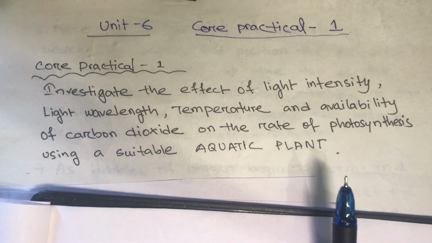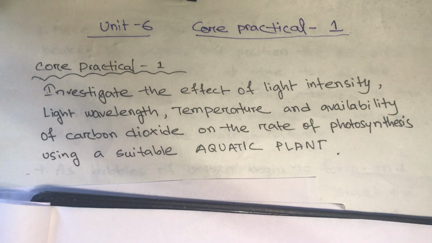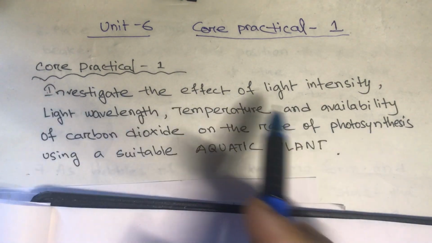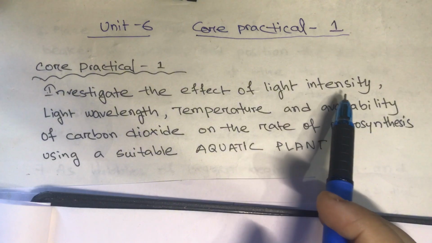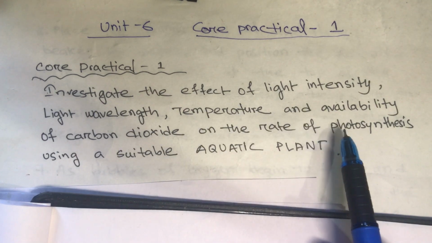So what is meant by independent variable and dependent variable? The independent variable is the variable which we can change. By changing the independent variable, we get the result, and the result is the dependent variable. So here, to investigate light intensity, by doing an experiment with different light intensities, we can figure out the effect of light intensity on the rate of photosynthesis.